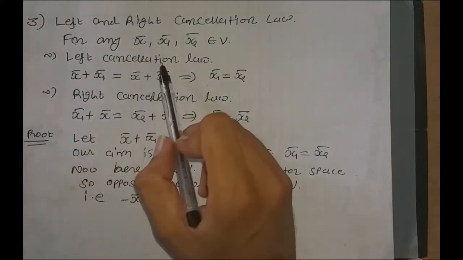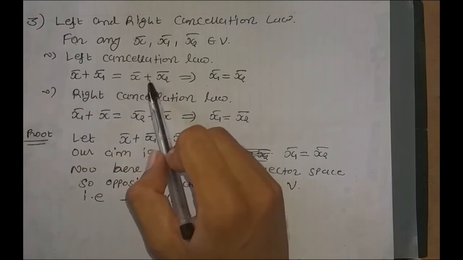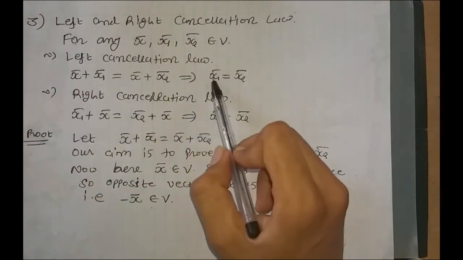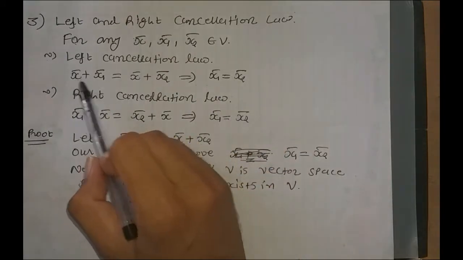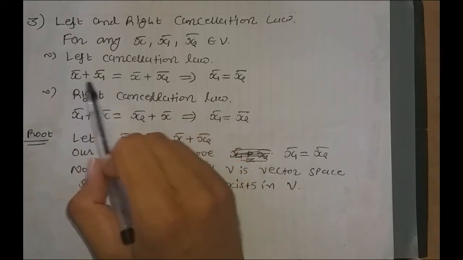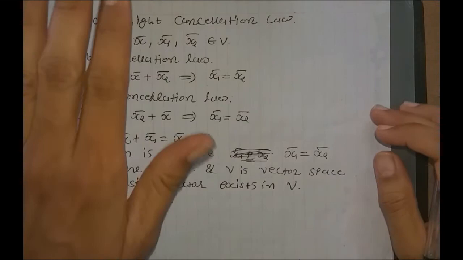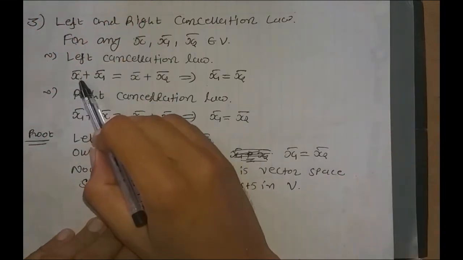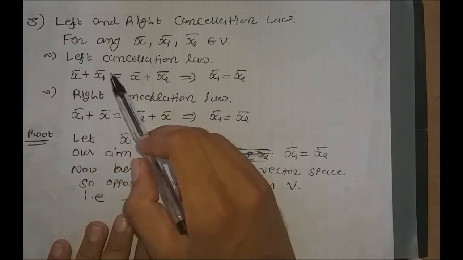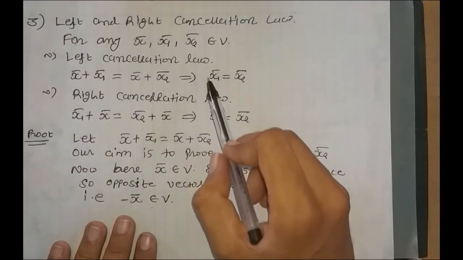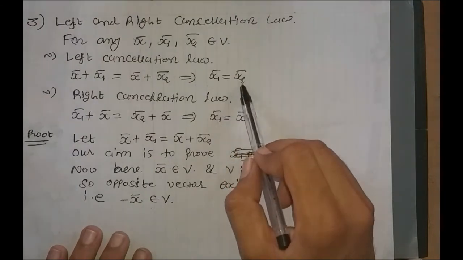So left cancellation law: x bar plus x1 bar is equal to x bar plus x2 bar. This implies that x1 bar is equal to x2 bar. Now here x bar is cancelled from the left hand side. This is our left hand and x bar is also on the left side, so x bar is cancelled from the left hand side. So it is called the left cancellation law, and we get the answer x1 bar is equal to x2 bar.